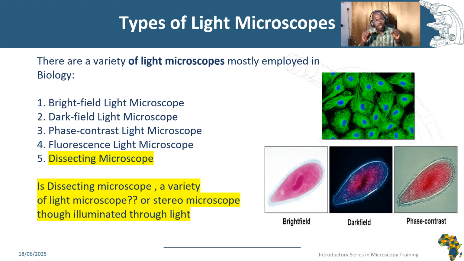This type of microscope does not require the glass slide. It does not require the specimen to be placed on the glass slide. In contrast to all the four types of microscope that require the glass slide for the placement of the sample.